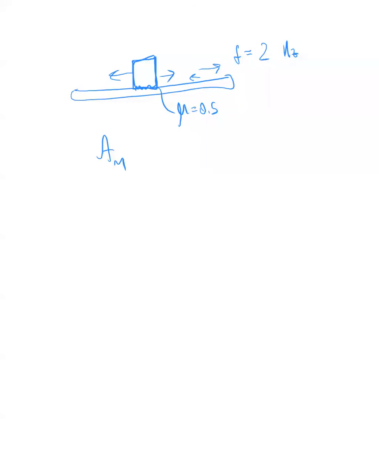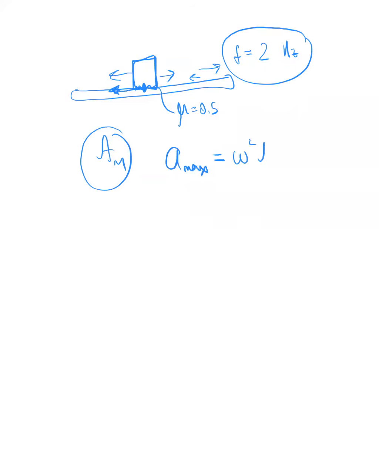Okay, so this problem is similar, except now the force that's driving the motion of the block is the friction force between the block and the table. If this table shakes with the frequency of 2 Hertz and with some amplitude that we don't know, then the maximum acceleration that it undergoes is omega squared times A maximum. And this is (2 pi)^2 times frequency squared times amplitude maximum.